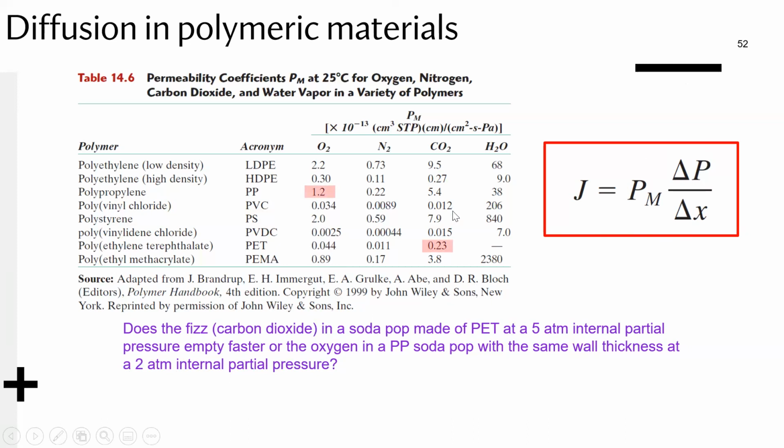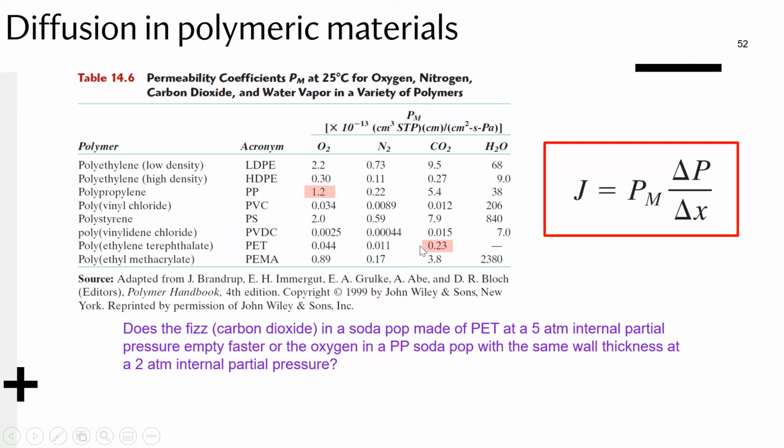So first of all, the coefficients for CO2 and PET, we've got 0.23. For oxygen and polypropylene, we've got 1.2. And this is the unit here. It's a rather weird unit there. Just make sure that whenever you're doing the calculations, your pressure units, your volume units, or your length scale, everything is in one particular system. So don't take units from SI and mix it with imperial. Try and make sure that you cancel out the units together in a correct way.